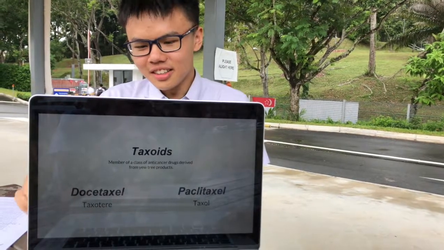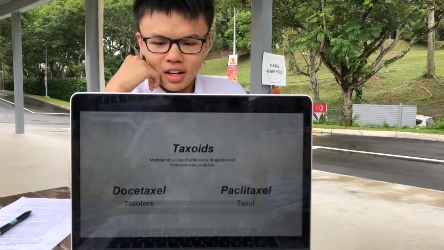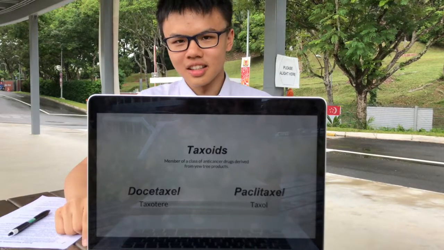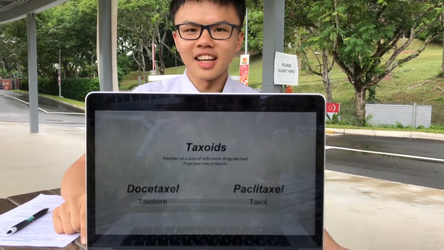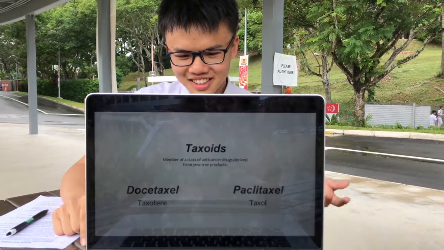So Taxol is under the big category of taxanes. It is a member of a class of anti-cancer drugs derived from natural products. So from these products, you can also get another form, another category called Taxotere.